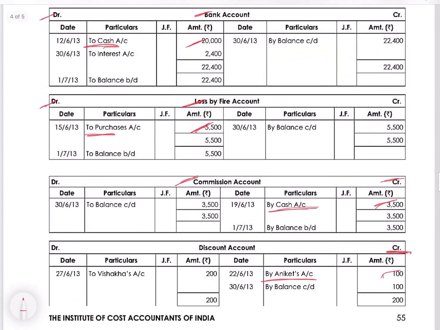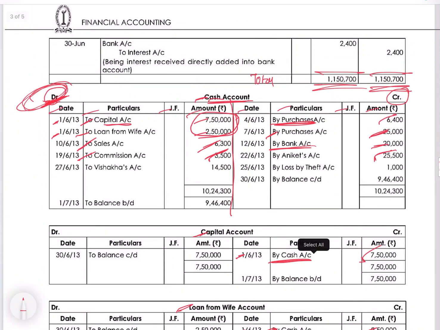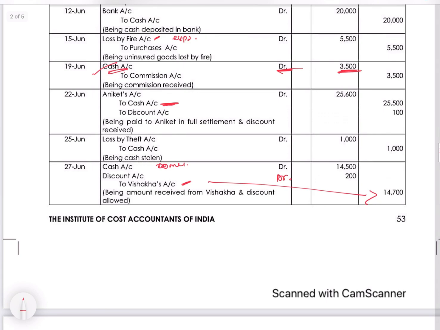Cash account, we should credit it. Cash account we have credited 1,000 by loss by theft. Okay, keep track of dates. Take it from the journal entries and write the dates in front of each entry we are posting in the ledger. Next, cash you did, loss by theft you did.